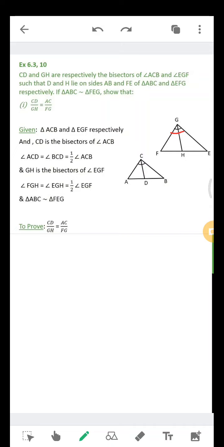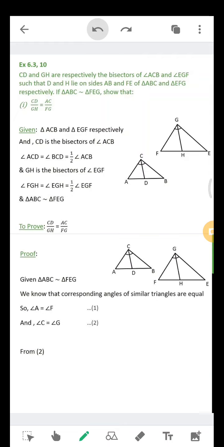Now our intention is to prove these two triangles are similar, okay, which triangles? Triangle ACD and triangle FGH. If I prove these two triangles are similar, then I can get the first RTP. So for proving these two triangles are similar, let's start the proof. We know that the corresponding angles of similar triangles are equal. Because triangles are similar, I can say corresponding angles are equal.